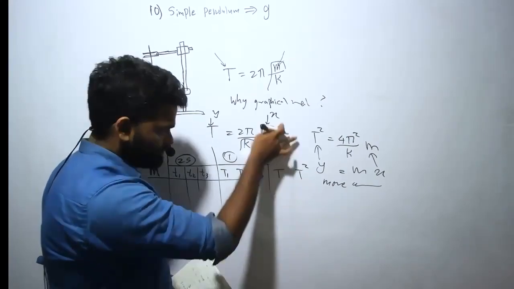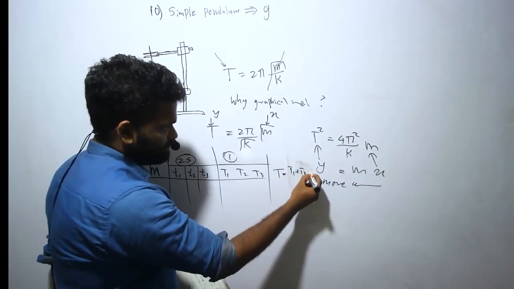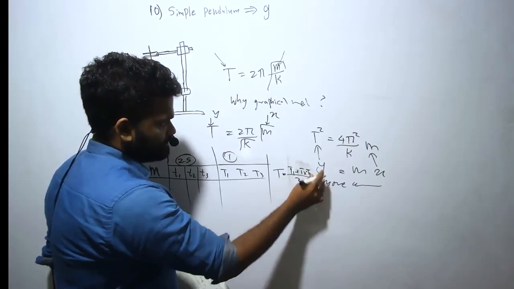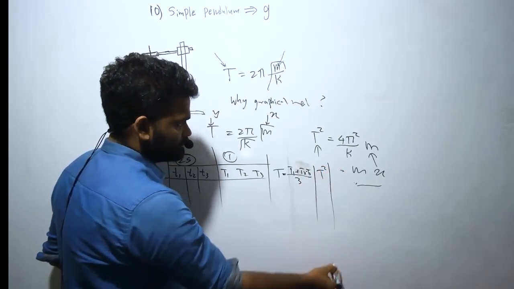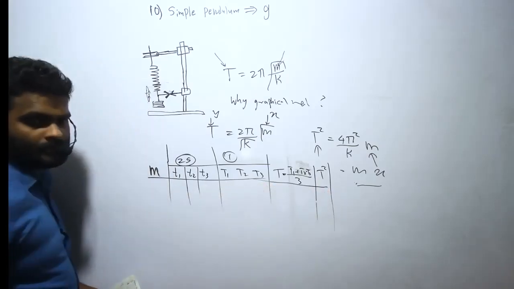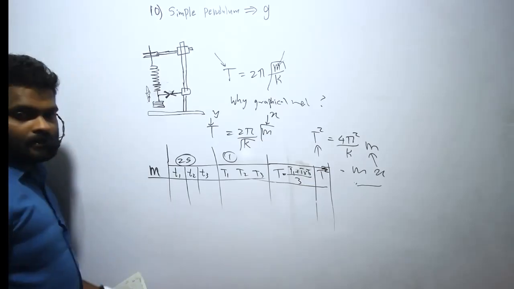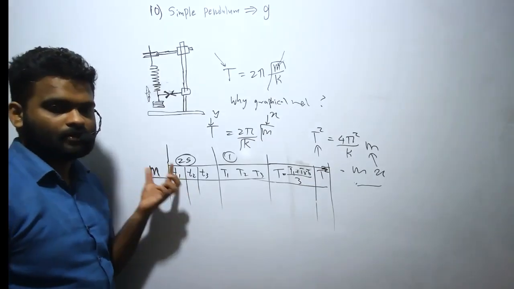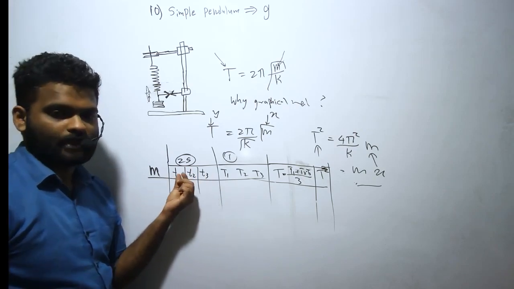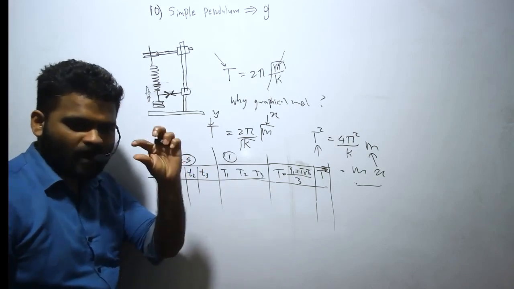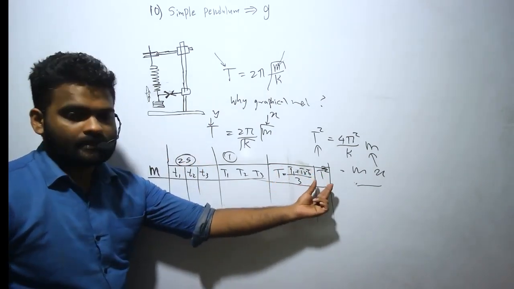If you want, you can write this with me. T equals T1, T2, T3 divided by 3. Then you need to get T squared. So likewise, all you have to do is just increase. So once you do this, now you have done this experiment 3 times, right? For one mass without changing anything, then got the average value, then got the T squared.